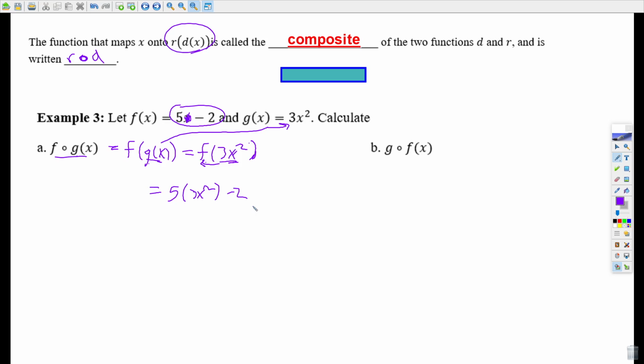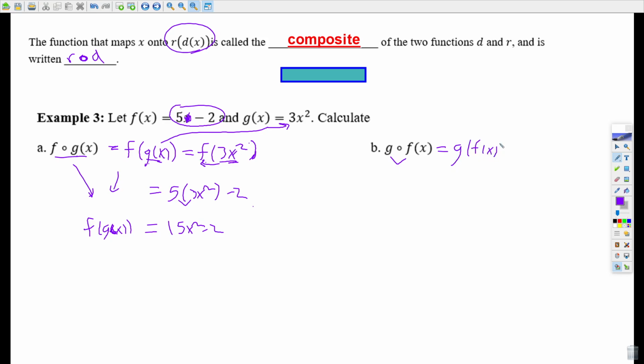I understand these are really hard. It's going to take a while to get used to. So we're going to practice a bunch of them. And then I can just finish this. I can multiply these together to get 15x squared minus 2. That equals this, F of G of X. Okay. Over here, we're going to flip them around. Just do it the opposite way. G of F of X.